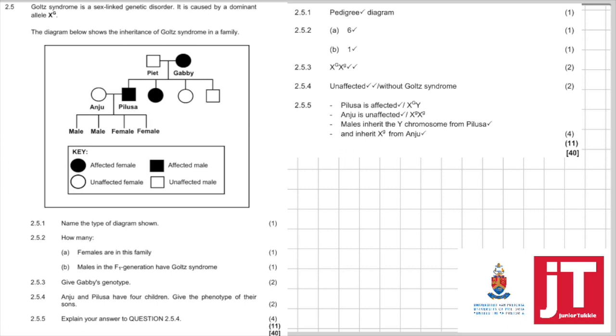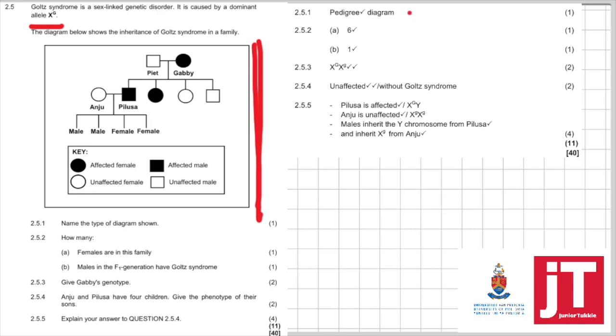Right. 2.5. Gault syndrome is a sex-linked genetic disorder. It's caused by a dominant allele, X big G. The diagram below shows the inheritance of Gault syndrome in a family. 2.5.1. Name the type of diagram shown here. So here you can see the inheritance of a characteristic over generations. So this is a pedigree diagram.